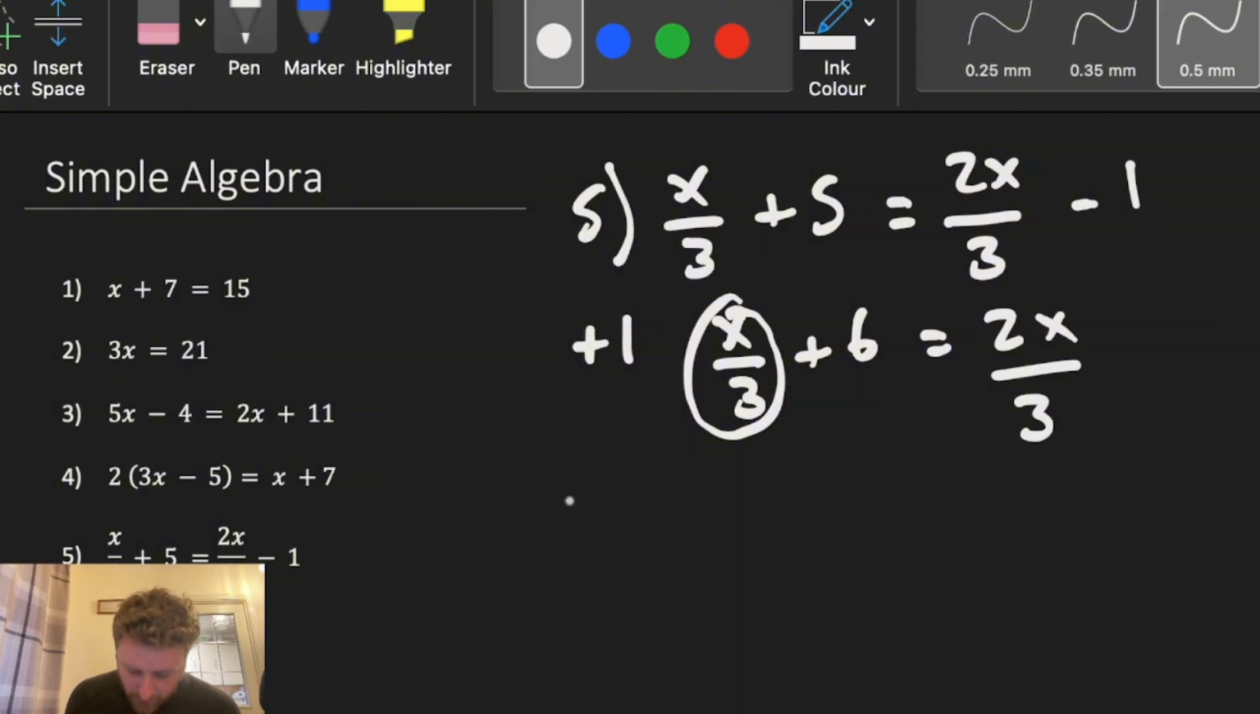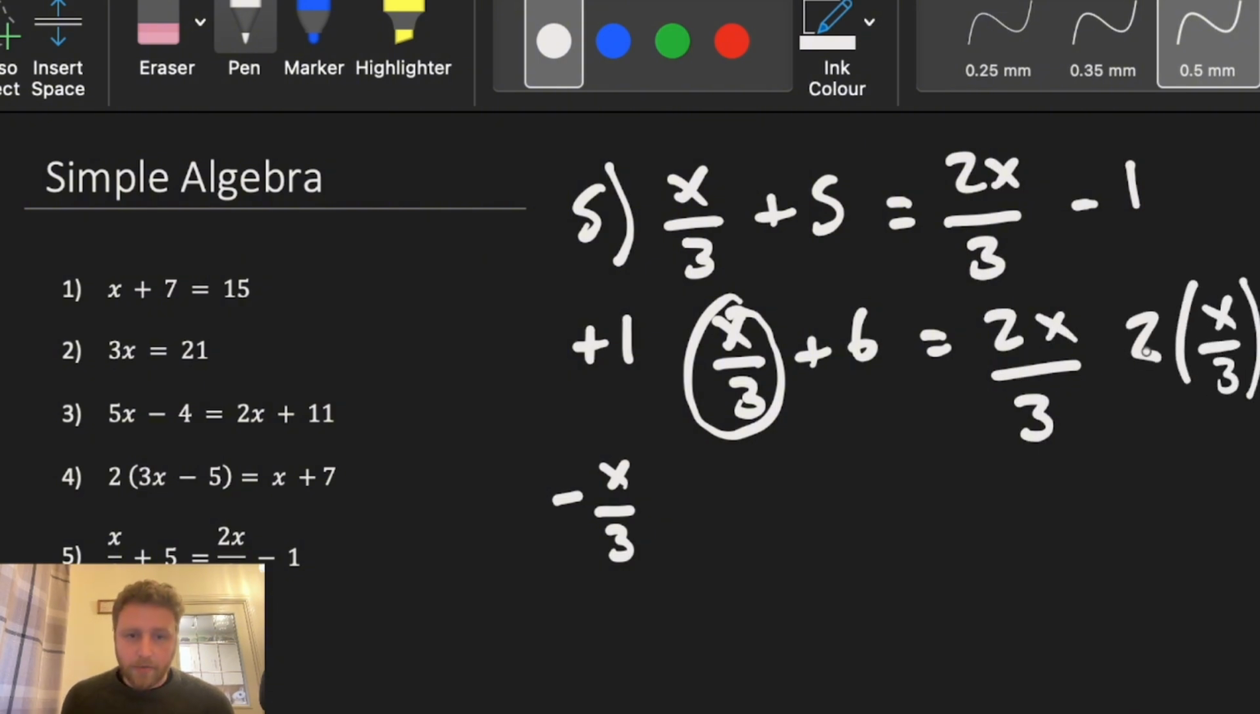So let's do that. So let's minus x over 3. So when we're dealing with fractions, just remember that this 2x over 3 can also be written, if I write it just to the side next to it here, as 2 times x over 3. Like that. So we've got 2x over 3's. So if we minus x over 3 off both sides, we'll have 6 on the left is equal to 2x over 3 minus x over 3, which will give us 1x over 3. So that will give us x over 3.